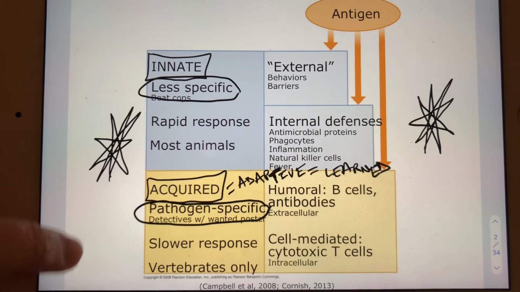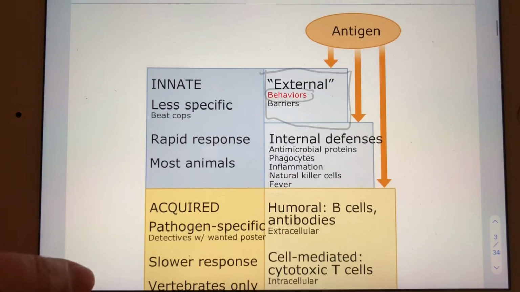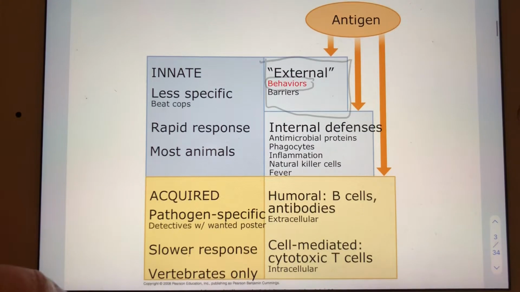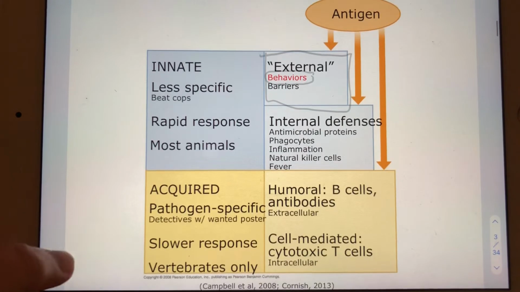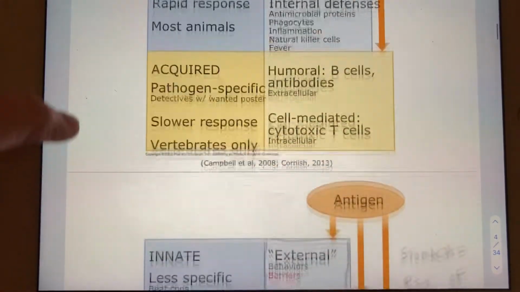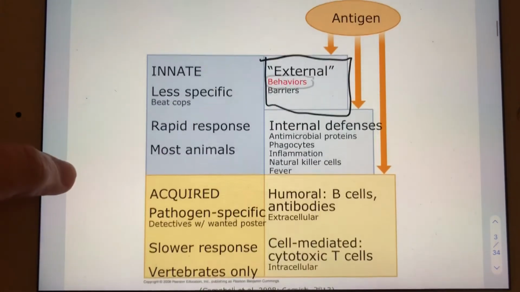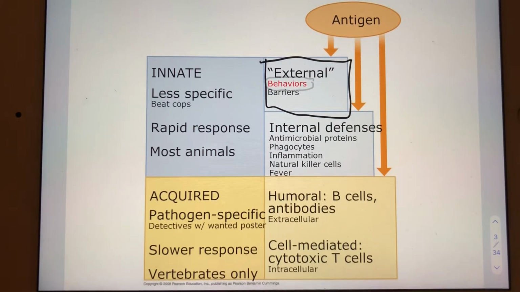I'm now on slide 4. This fraction of the innate defenses, the external innate defenses, okay? And then later we'll attack internal innate defenses, and then later still we'll talk about acquired defenses. But for now, we're just going to talk about external innate defenses, okay? And behaviors are things that we do, whether we need to or not, in order to minimize the likelihood that a pathogen, or more to the point, an antigen, infiltrates the body. Things that we do. And a behavior is a response to any stimulus.